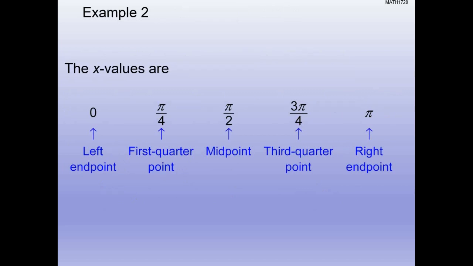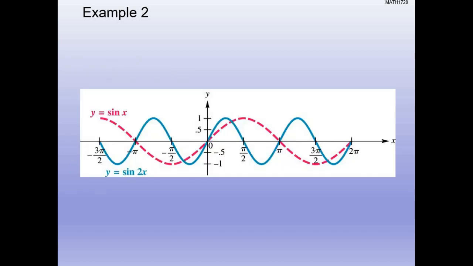And that's what's really going on. So we're going to break it down into this. We have the left and right endpoints, and when we did the math, the first quarter was pi over 4, the third quarter is 3 pi over 4, and we found the midpoint to be pi over 2. We're going to graph that, comparing what's happening to the parent function of y equals sine of x.